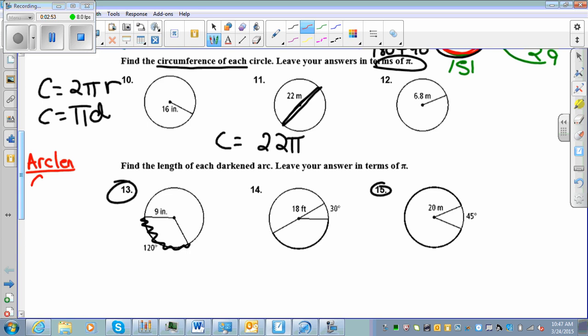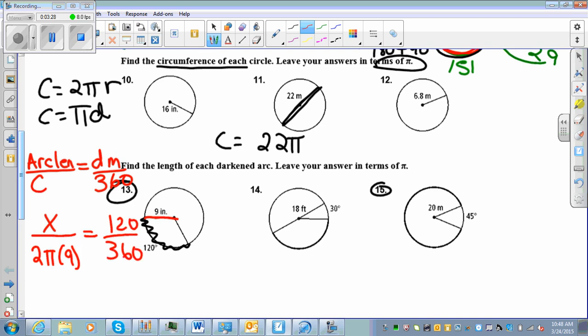So arc length over the circumference of the circle, so I'll just leave it as C, equals the degree measure over 360 is what I have to do. So that's the formula we use, or just find the circumference of the circle and multiply it by the ratio. So arc length is what I'm looking for, so that's your x. Circumference of the circle, this is the radius, so I'll use 2 pi times 9, which is the radius, equals the degree measure is given to be 120. The whole circle is 360, so you put it like 360 degrees.